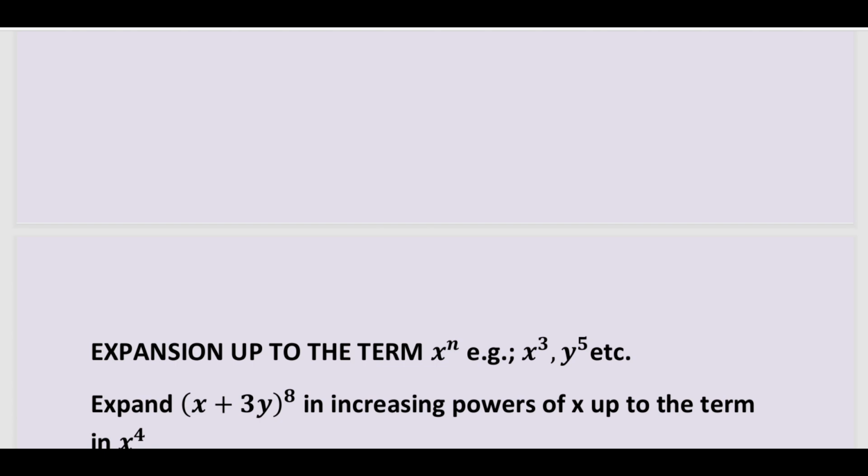A good example is this: expand (x plus 3y) raised power 8 in increasing powers of x up to the term in x power 4. So meaning that we are supposed to be expanding this until we stop at x raised power 4. In this case we are having x and y, so we are going to expand x until we reach x raised power 4. In this case it is easier.